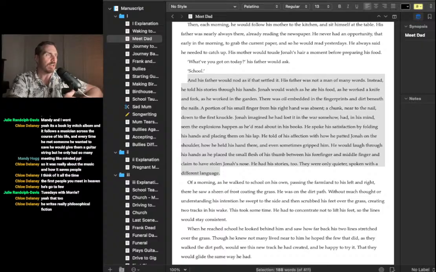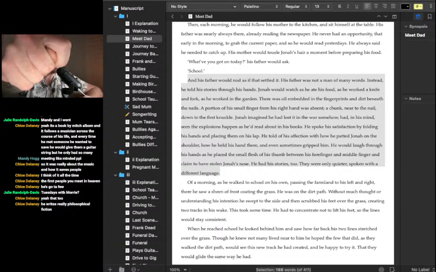He spoke his satisfaction by folding his hands and placing them on his lap. He told of his affection with how he patted Jonah on the shoulder, how he held his hand there and even sometimes gripped him. He would laugh through his hands as he placed the small flesh of his thumb between his forefinger and middle finger and claimed to have stolen Jonah's nose. So that old gag, got your nose. He had his stories too. They were only quieter, spoken with a different language.